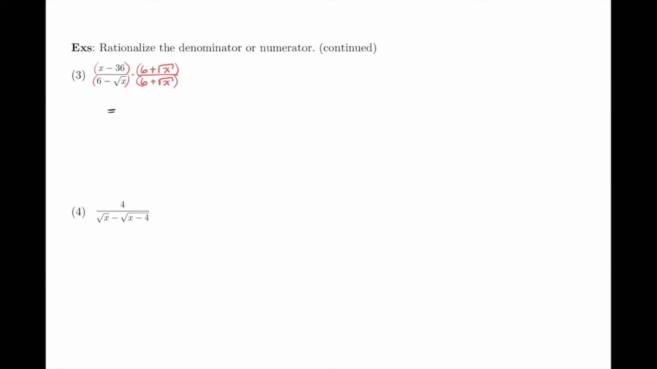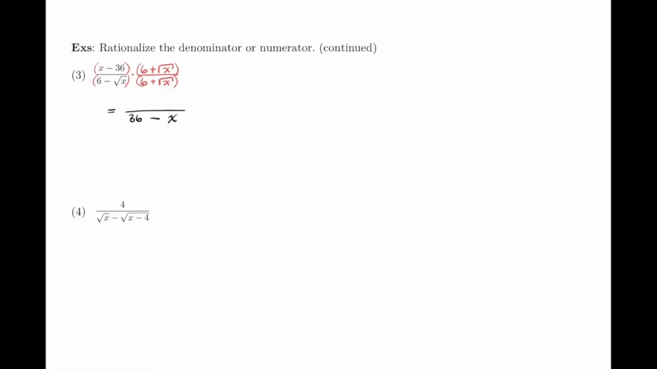Now remember that when you multiply conjugates together, what you get is the square of the first thing. 6 times 6 is 36, or 6 squared is 36. You get the square of the second part. The square root of x squared is just x. And then 100% of the time, there's a minus in between. So in the denominator there, we've got 36 minus x.